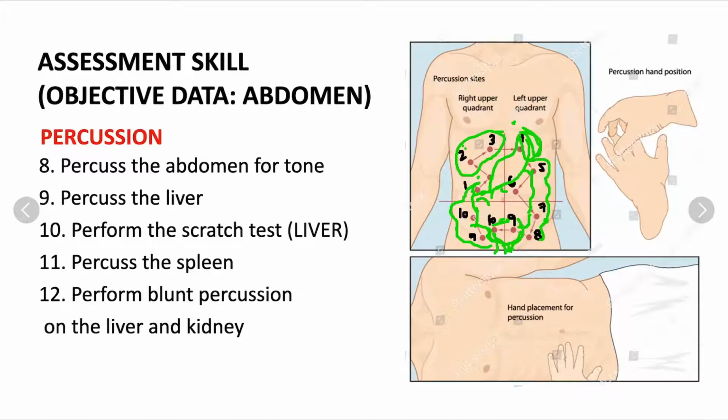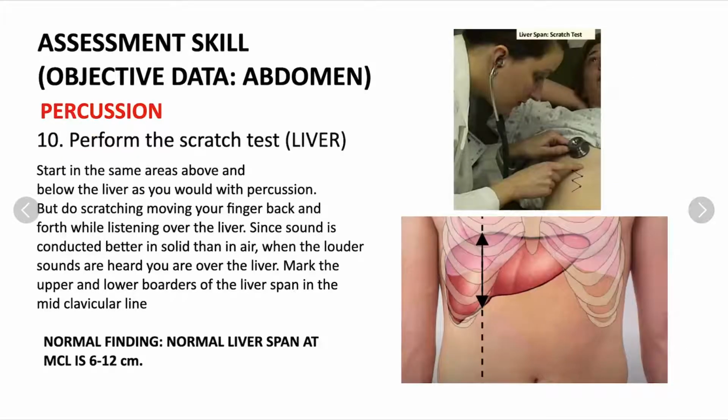What you're going to do is I'm going to specify how you would be doing your scratch test. Okay, so when we say scratch test, it is starting on your number 1 position in percussion. Instead of percussing it, you would be doing scratches. So for example, here is your finger, and you would be doing a scratching motion with your stethoscope placed here.